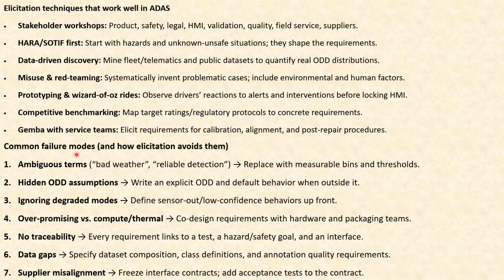Now, when it comes to common failure modes, what are they and how does elicitation avoid them? How does an elicitation engineer ensure that common failure modes are avoided? First, he must avoid ambiguous terms like bad weather and reliable detection. Okay, he must always replace these ambiguous terms with measurable bins and thresholds. A tangible mathematical threshold must be clearly described or noted.